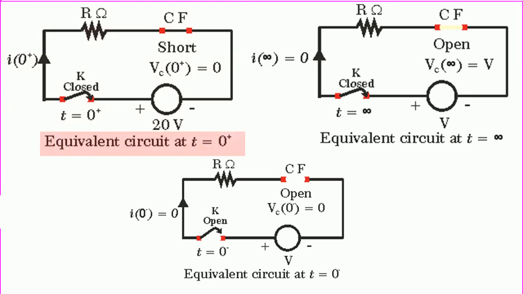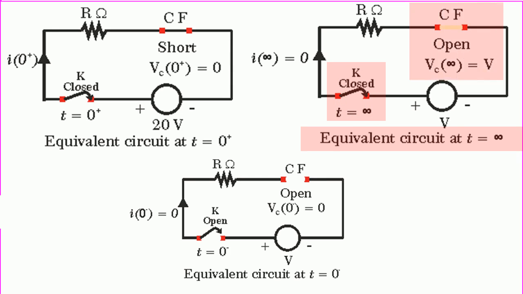We find that at t equal to 0 plus, K is closed, C is short and Vc of 0 plus is equal to 0. Similarly, at t equal to infinity, K is closed, C is open, note that, and Vc of infinity is equal to V.